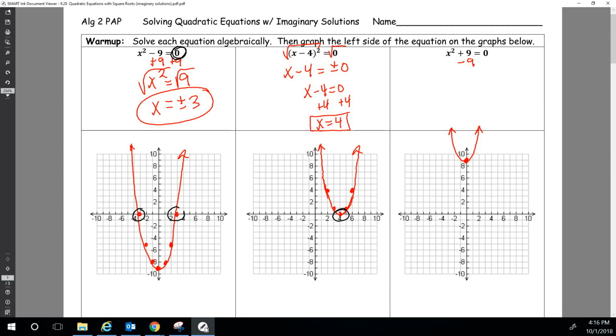I'm going to move this 9 to the other side, and I get x squared is equal to negative 9. Then I take the square root of both sides, and I get x is equal to plus or minus the square root of negative 9. This isn't a real number, so we say no real solution. However, it has what's called imaginary solutions, and that's what we're going to explore today.